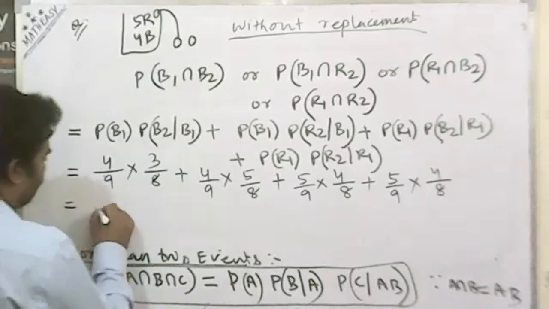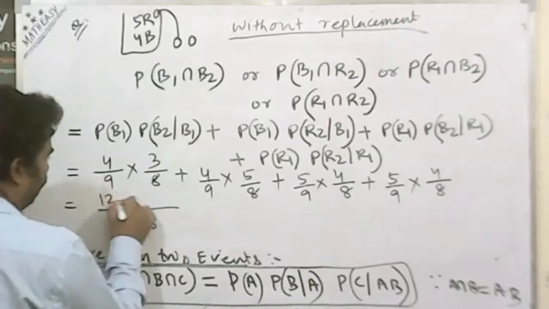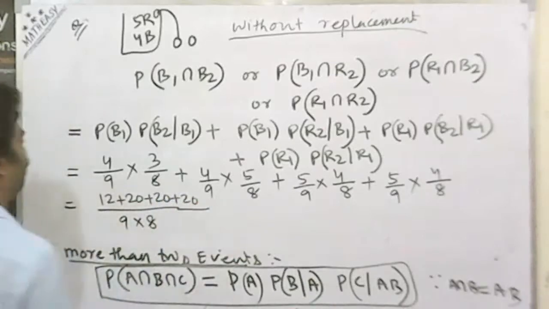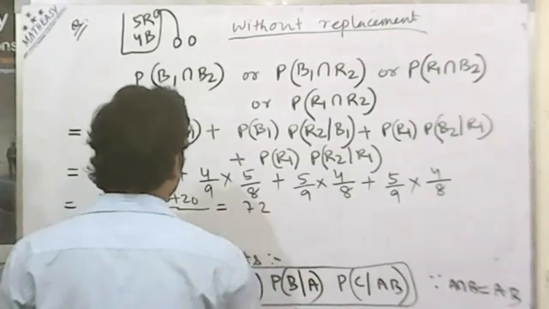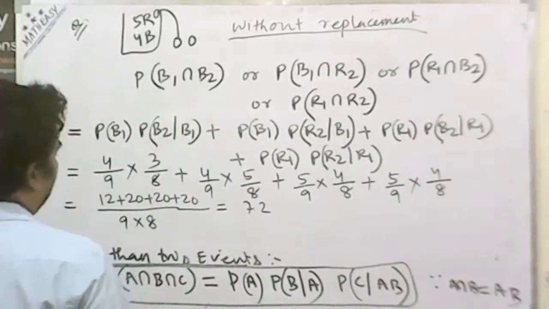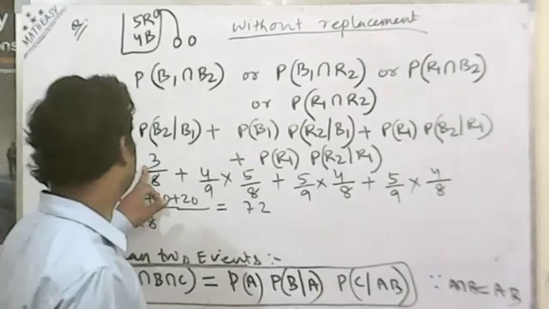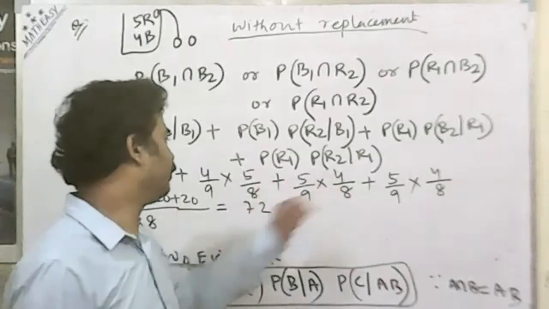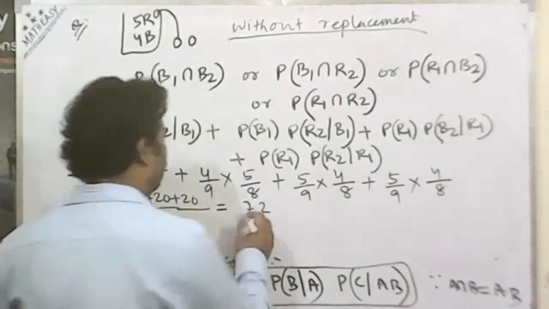It means below, 9 into 8, that is 72, and numerator 12, 20, 20, 20, so 60, 72/72. Here 4 into 3, that is 12, 4 into 5, that is equal to 20, 5 into 4, that is equal to 20, 5 into 4, that is equal to 20. That is 72/72.